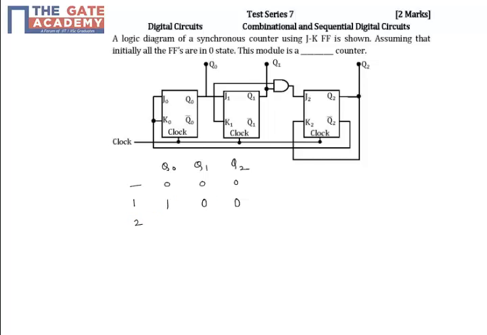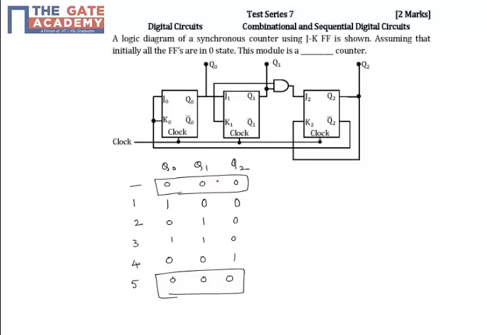In the second clock pulse, the pattern will be 0 1 0, and in the third clock pulse, this will become 1 1 0, and in the fourth clock pulse, this will become 0 0 1, and in the fifth clock pulse, this will become 0 0 0. That means after the 5 clock pulses, it is resetting to the initial value. So the modulus of this counter is nothing but 5.